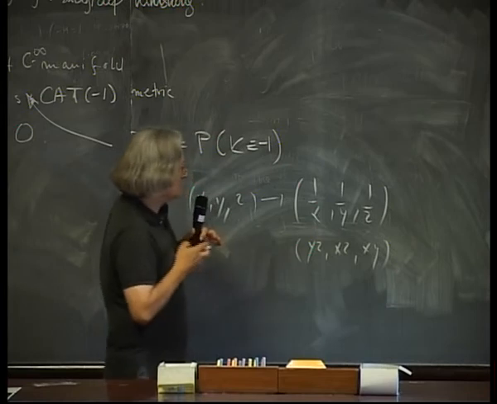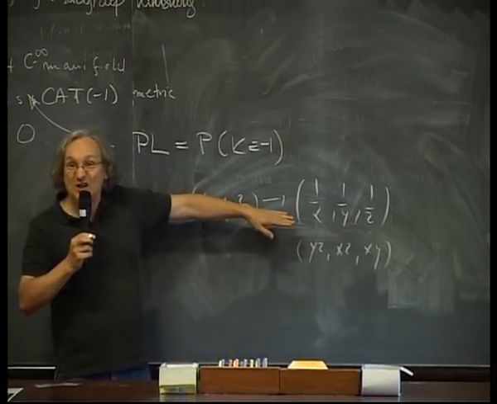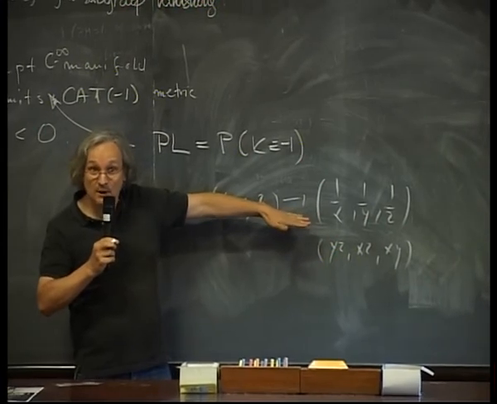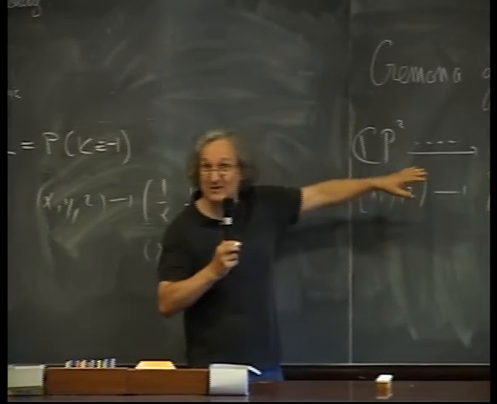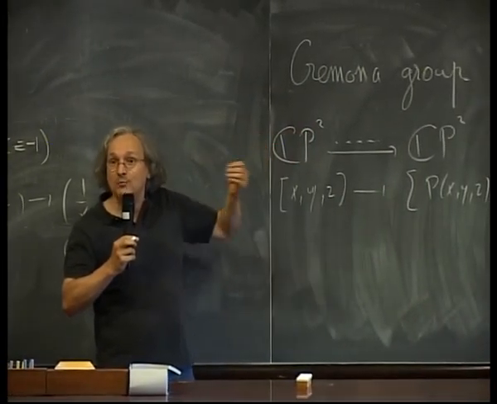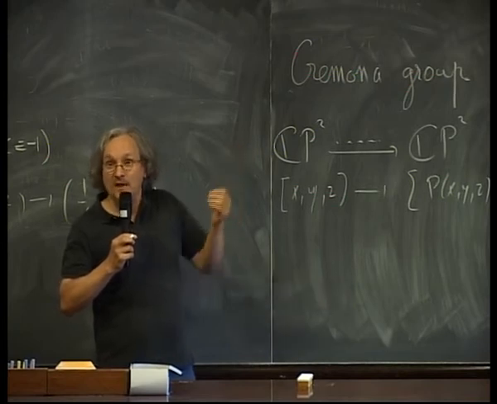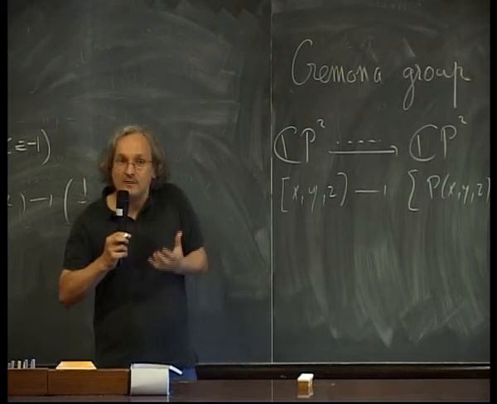If you write it this way, you see that this is a map which has order 2, and it is not defined everywhere. So you should think of this group as acting not on CP2, because it's not defined everywhere. To make it well-defined, you have to blow up points. And the points where you have to blow up to define it depend on the map.